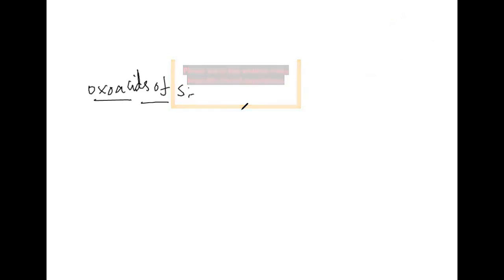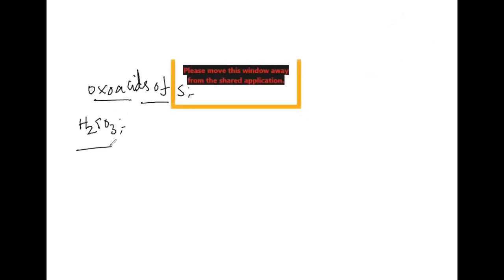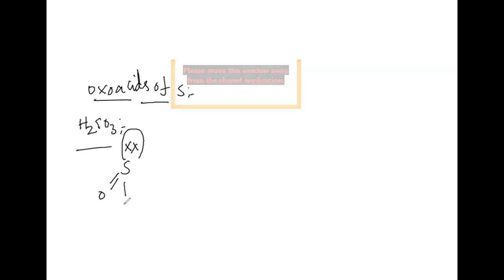Now come to the oxo acids of sulfur. What is the first one? We can take H2SO3, the one which we took in the beginning in the chemical properties of sulfur dioxide. Here we can write one lone pair on sulfur. It will be like this. Then one double bond, then one OH, then another OH. What is the basicity here? There are two replaceable hydrogens. The basicity is 2 here.